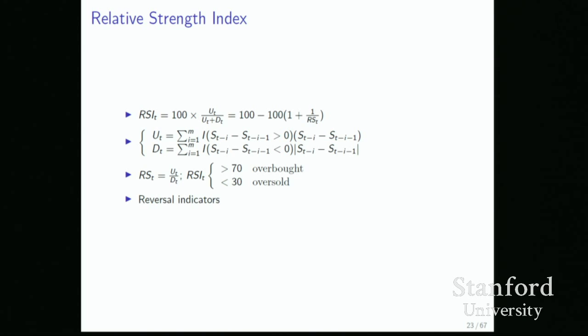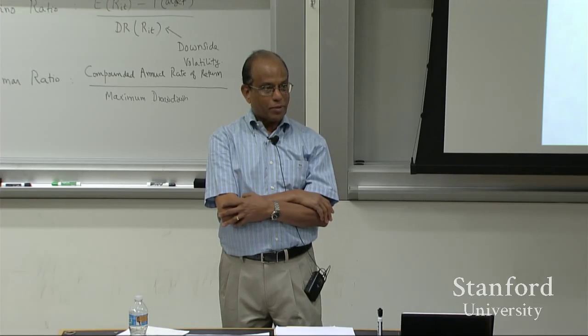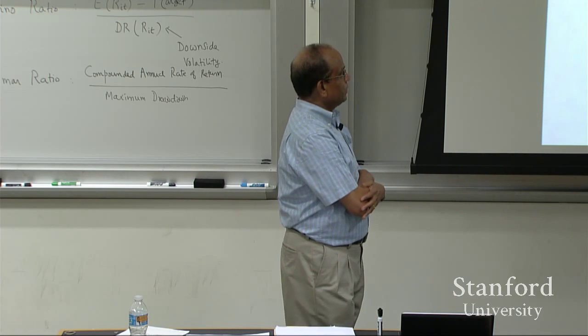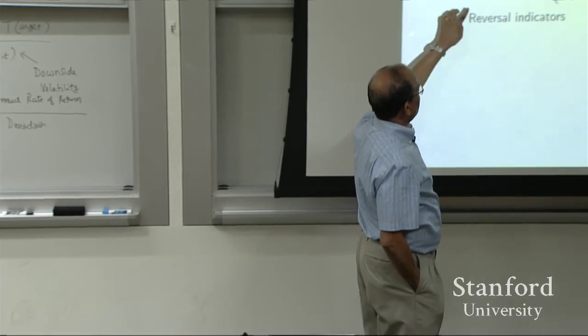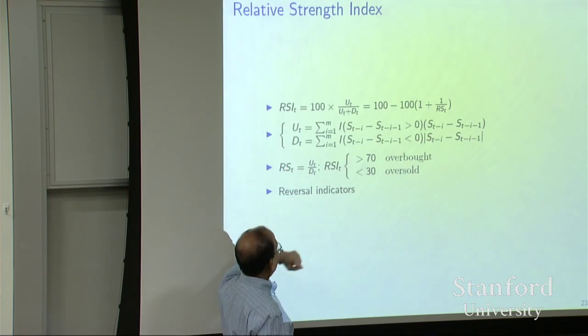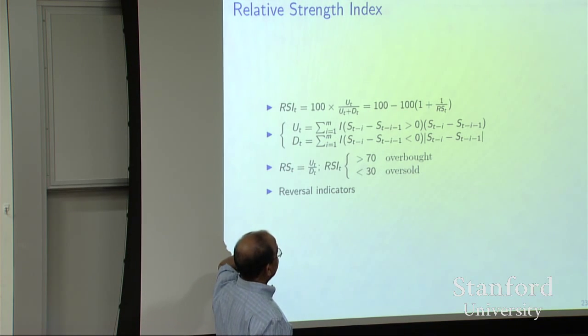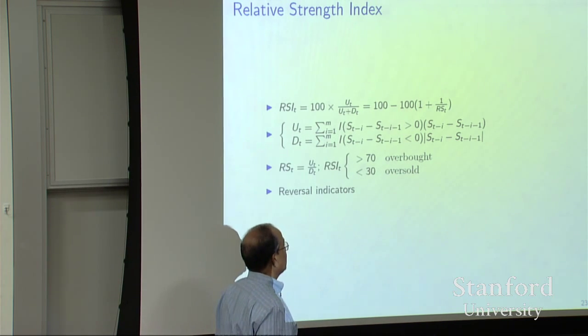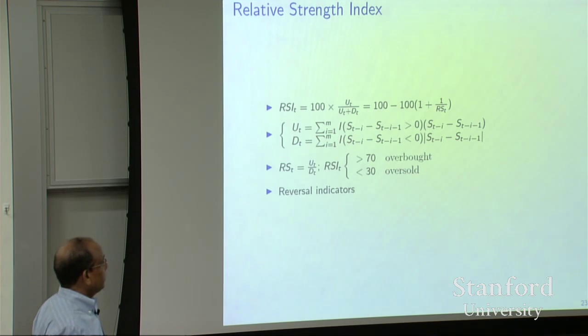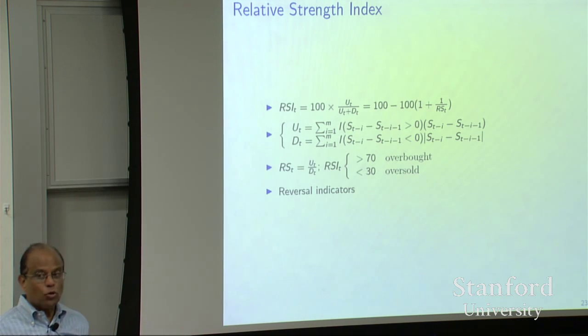Okay, so what is U and what is D? Upside and downside, that's all. And it says how many times the price has gone up, how many times the price has gone down. So you look at this quantity here, R of S_T, which is supposed to be the ratio of the two, and from here you can calculate this relative strength index, which is given by that quantity there. And essentially we are saying if this RSI is greater than 70, it's supposed to be overbought, and if it is less than 30, it's supposed to be oversold.